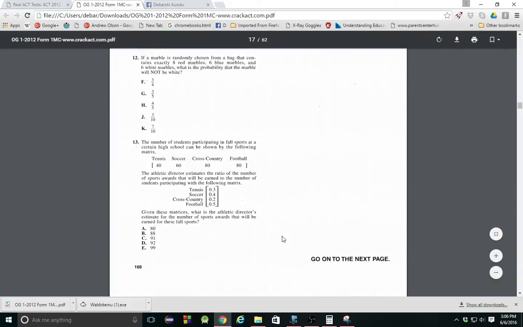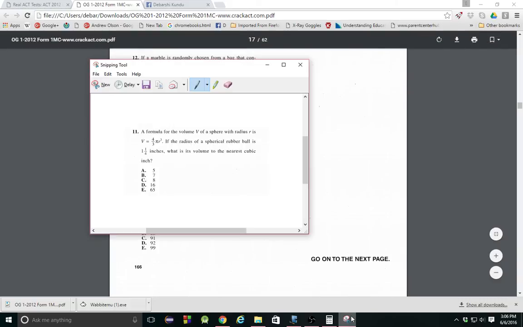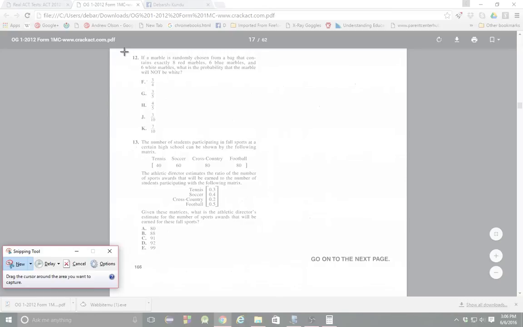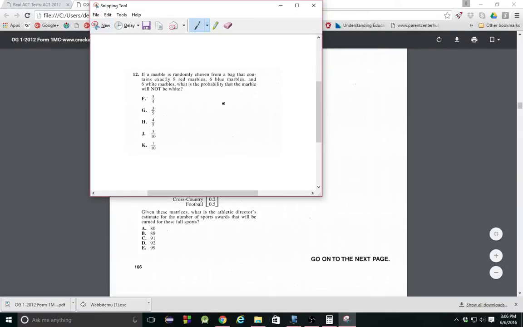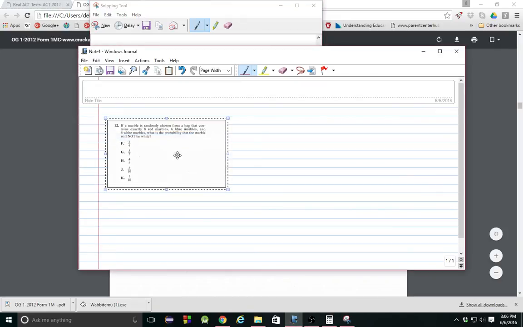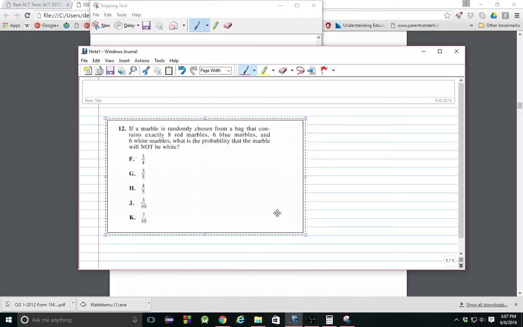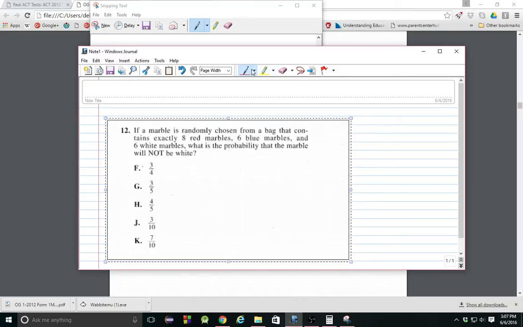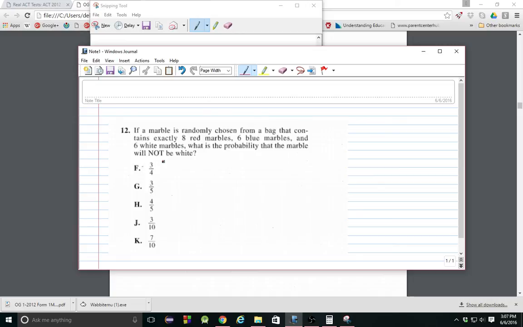So the next problem is problem number 12. If a marble is randomly chosen from a bag that contains exactly 8 red marbles, 6 blue marbles, and 6 white marbles, what is the probability that the marble will not be white? Remember, you have to remember the key words. It will not be white.